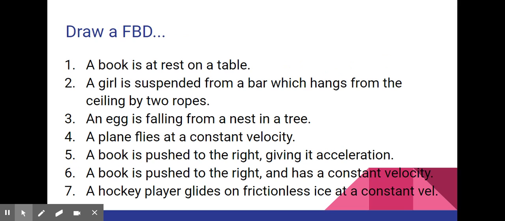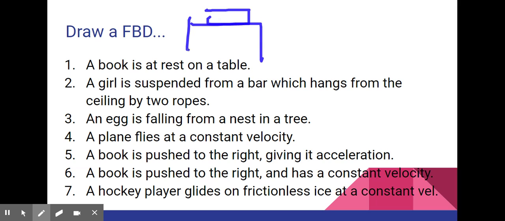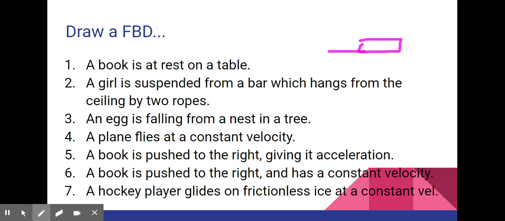So a book is at rest on a table. Let's draw a free body diagram. Here's a book, here's a table. You don't even really need to draw the table. Let's erase this so that I have more space. Here's our book sitting on a table. Forces acting on the book are the gravitational force, Fg, and the normal force, Fn.